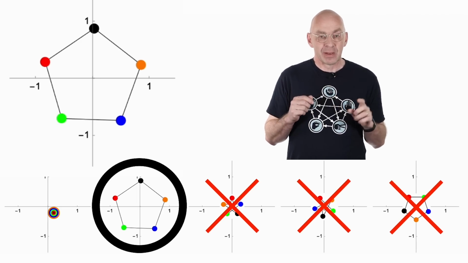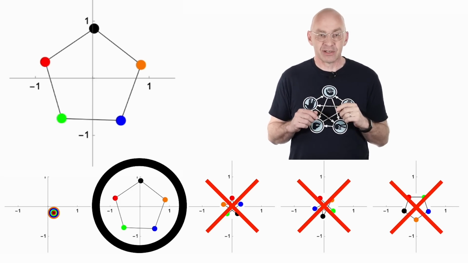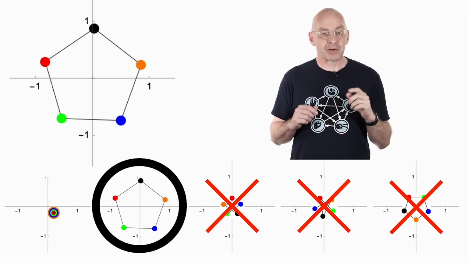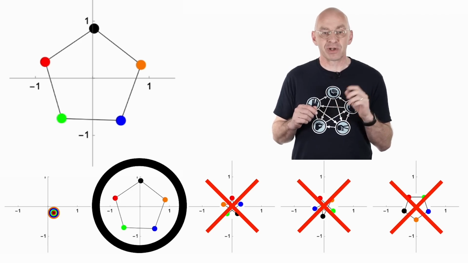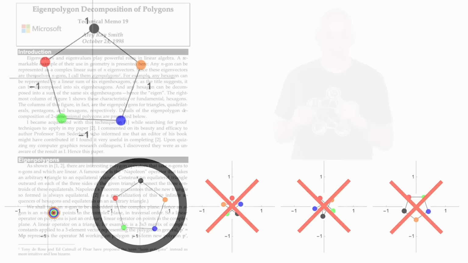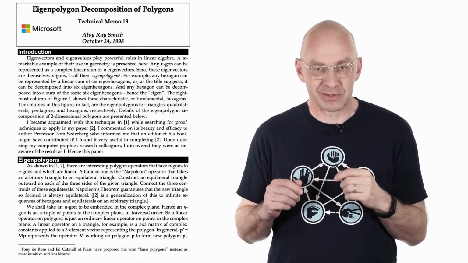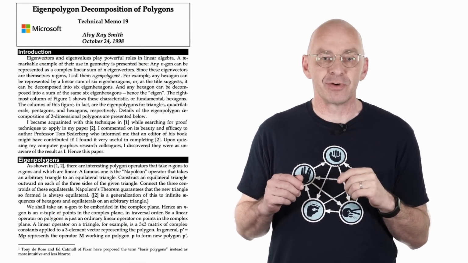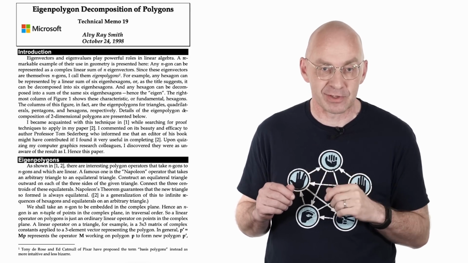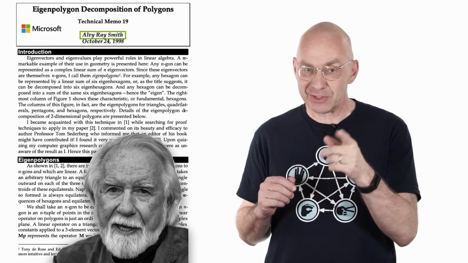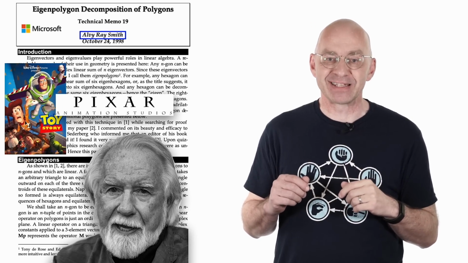Amazing, right? Before we go into the details, let me thank John Harnad for lobbying for a Mathologer video about Petr's miracle. And I'd also like to mention where I learned this nice one-glance way of making sense of the miracle. There, eigenpolygon decomposition of polygons, a Microsoft technical memo authored by none other than Alvy Ray Smith, one of the legendary founders of Pixar. Remember Toy Story? That Pixar. Math sure can take you to strange places.